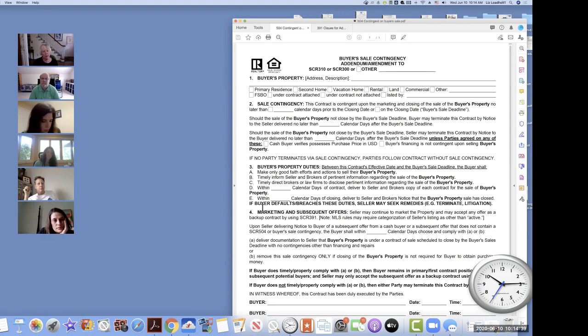And the next is in all caps and bold. If the buyer defaults or breaches these duties, the seller may seek remedies, that is, terminate or litigate, etc. And what is a default or breach? It's this number 3 right here. If the buyer does not do these things, then the seller may terminate this contract or seek litigation.